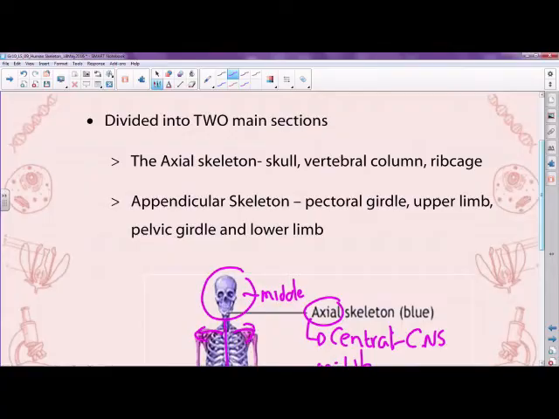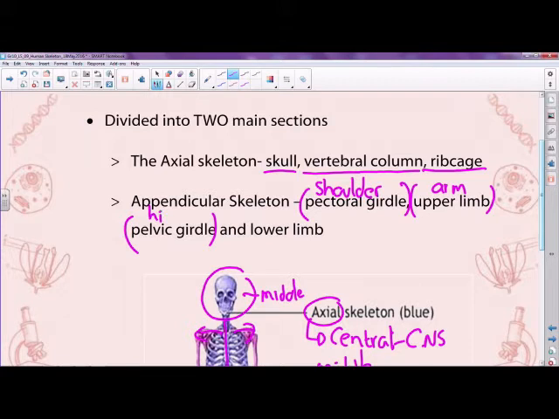Now, when we look at our axial skeleton, we need to be able to label the skull and all the different bones of the vertebral column and the rib cage. They form the axial skeleton. The appendicular skeleton is the pectoral girdle, which we commonly refer to as the shoulder; the upper limb, which we commonly call the arm; the pelvic girdle, which we call the hip or the pelvis; and the lower limb, which we call the leg.